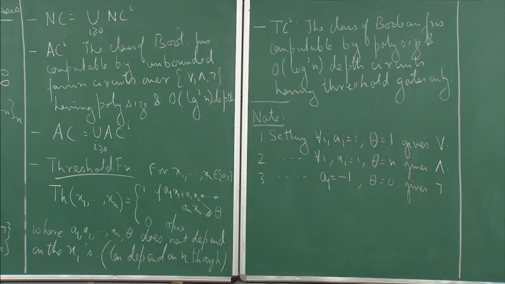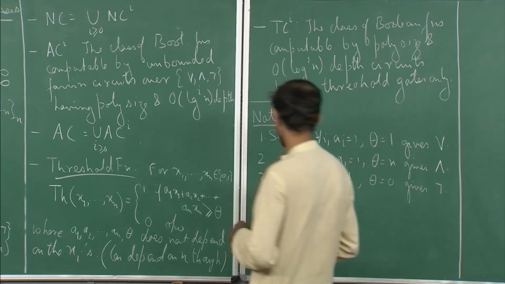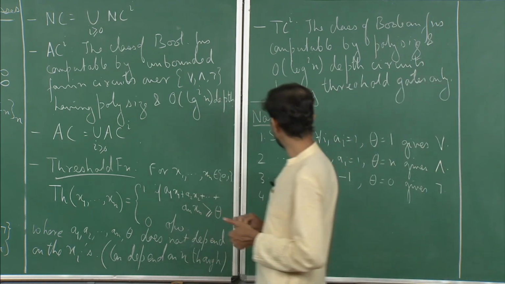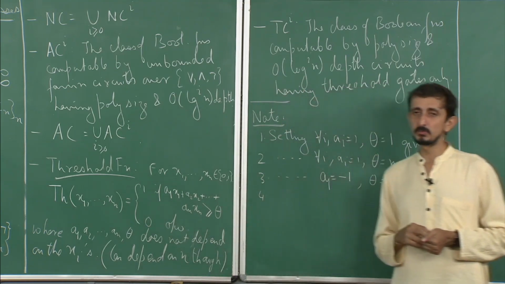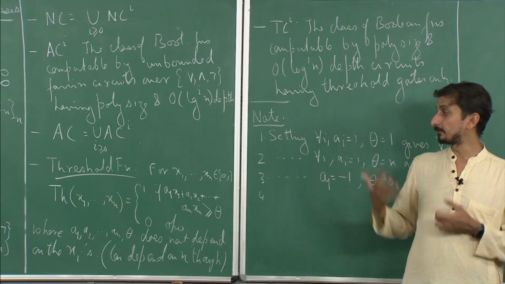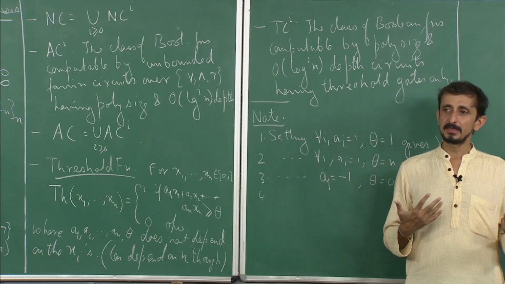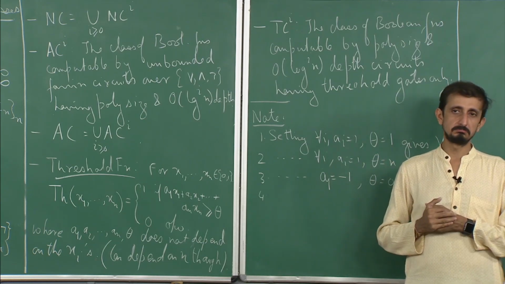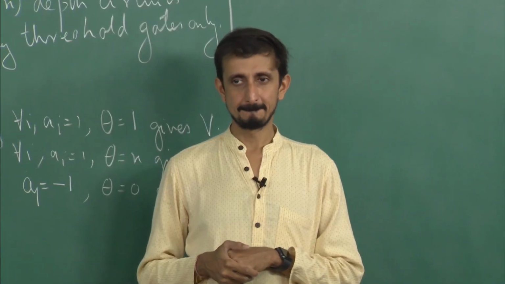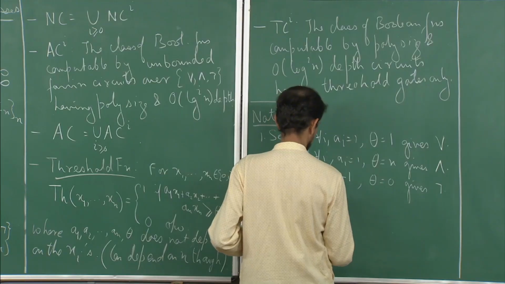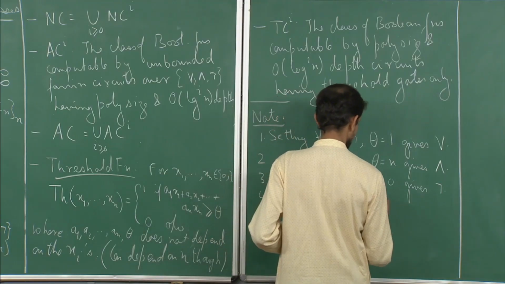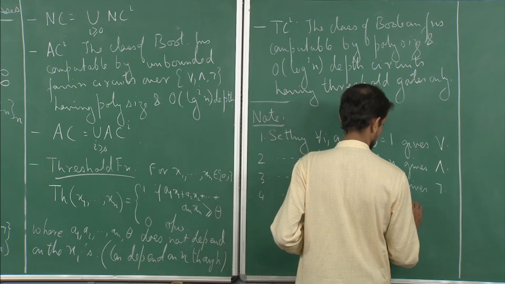Now we can try another one. What about the majority function? The majority function outputs 1 if at least n by 2 inputs are 1. Again it's simple, so you set all the ai to be 1 and theta to be n by 2.